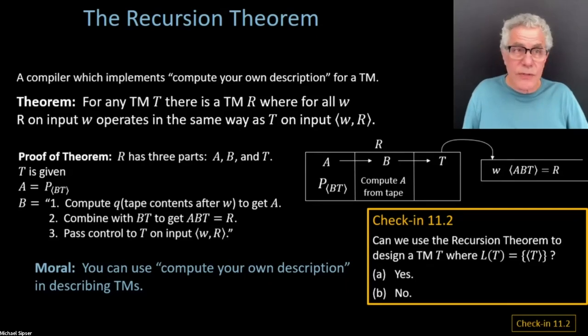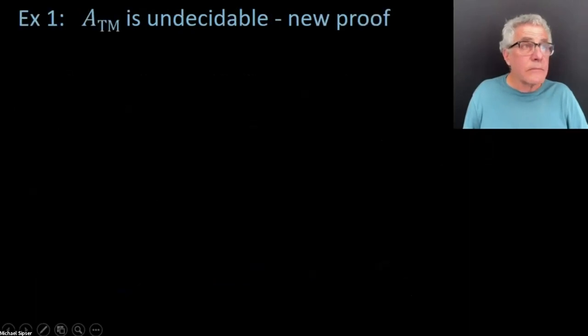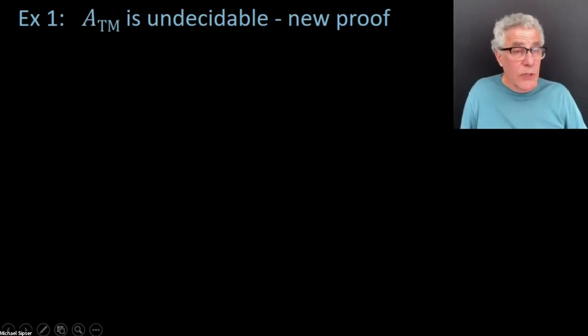So the correct answer is yes, as I was hinting at. I think maybe this example would have been better after the next example, and then we're going to have a break. So here is a new proof that ATM is undecidable, but now using the recursion theorem. And this is going to give you a nice example of how we use the recursion theorem in action.